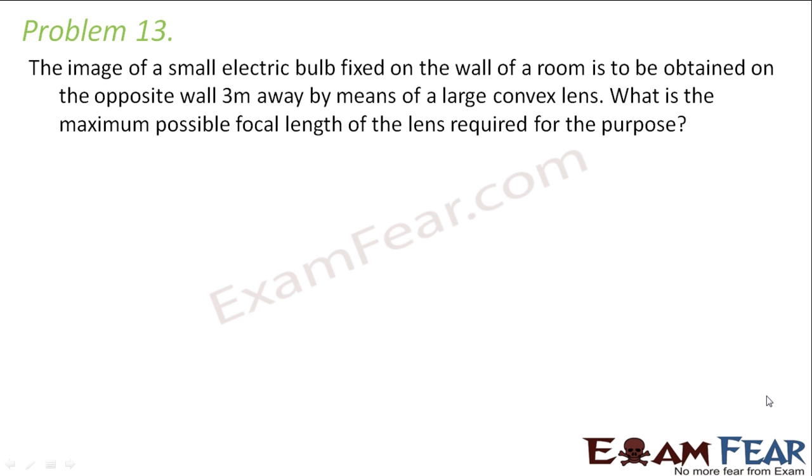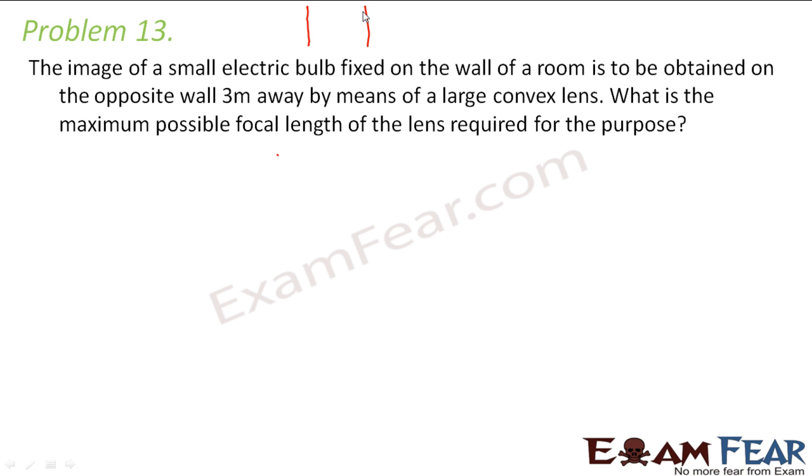Let us go ahead and look at the problem. It states that the image of a small electric bulb fixed on the wall of a room is to be obtained on the opposite wall 3 meters away by means of a large convex lens. So it talks about a scenario like this.